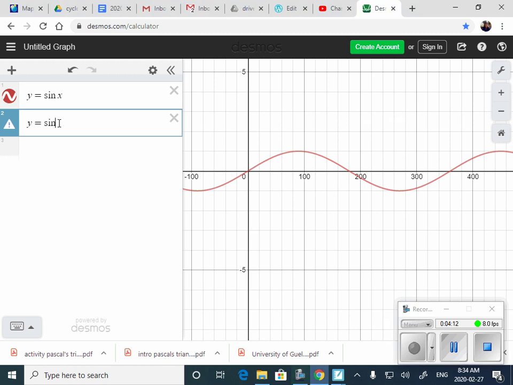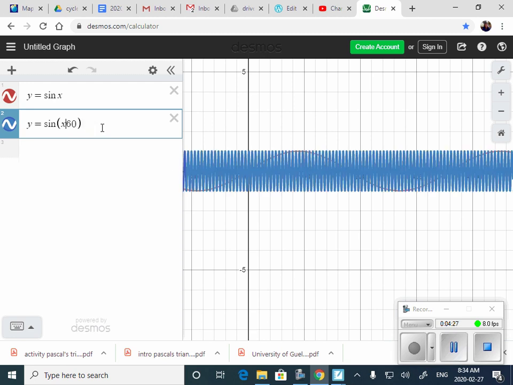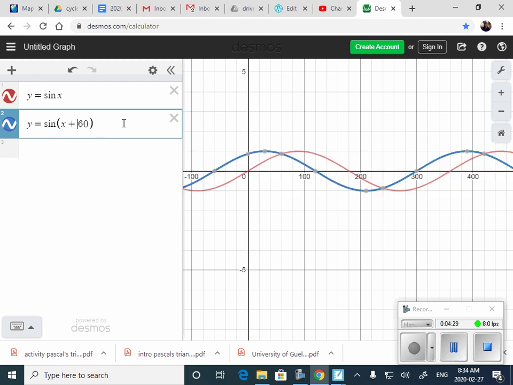y equals sine bracket x subtract 60. There it is. 60, 3 squares to the right. If I had x plus 60 in brackets, it should be 60 to the left. And I've taken that red one and shifted it 60 to the left. It is as we expected.